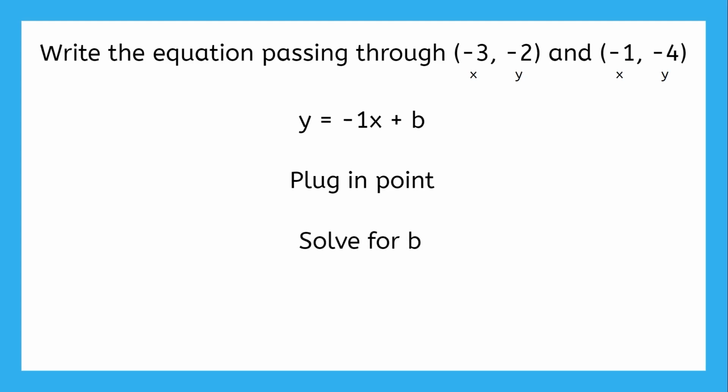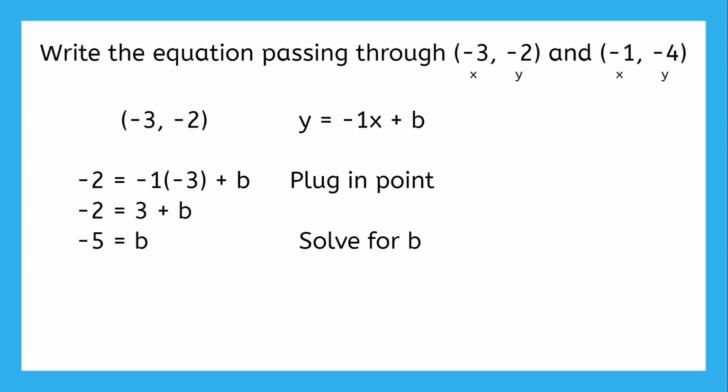Since there are 2 points we can use, we'll try both of them. First, if we decide to use the point (-3, -2), we plug in -3 for x and -2 for y, then solve, and we find out that b is -5.